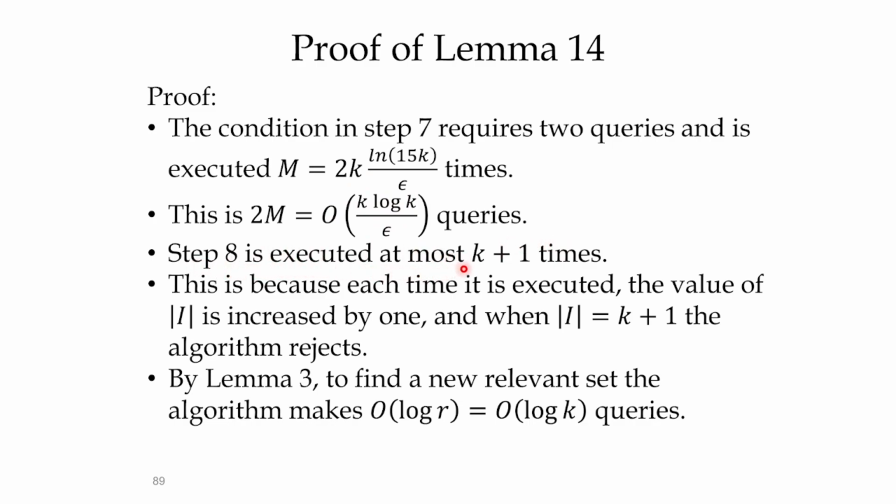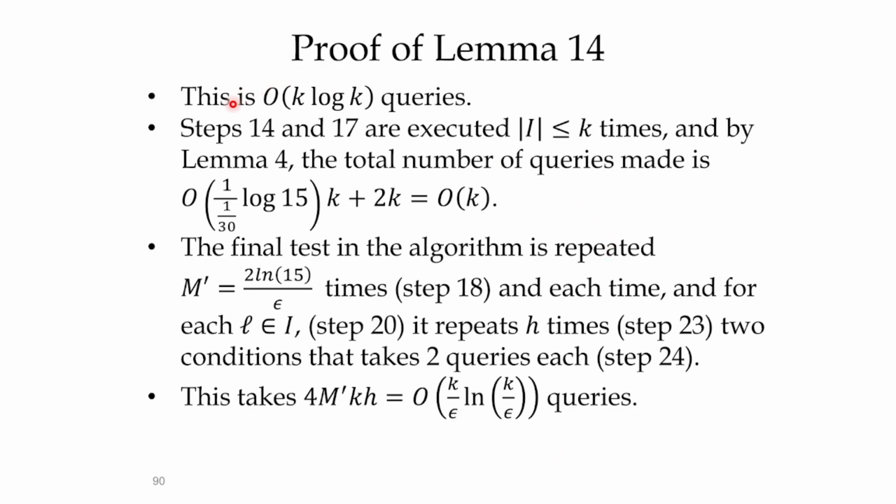Step 8 is executed at most k+1 times. This is because each time it is executed, the value of I is increased by 1, and when I is equal to k+1, the algorithm rejects. And by lemma 3, to find a new relevant set, the algorithm makes O(log r) equals O(log k) queries. This is O(k log k) queries.